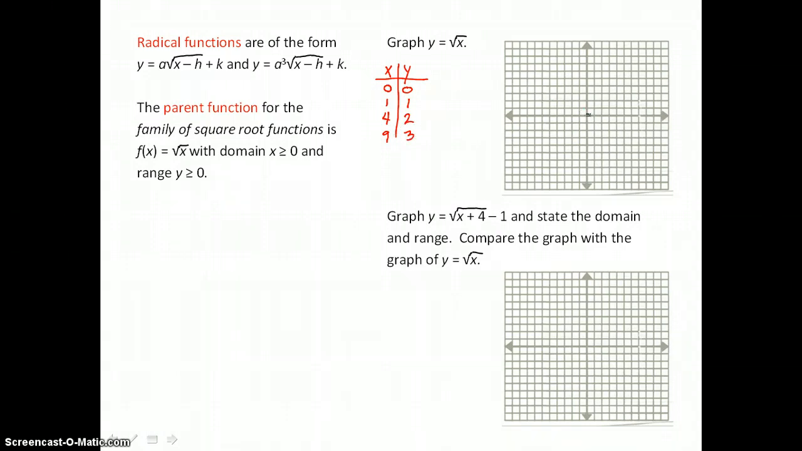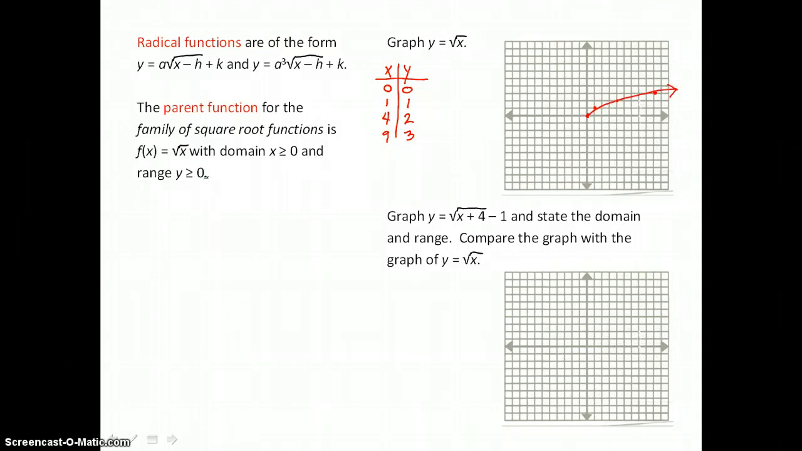So we'll graph (0, 0), (1, 1), (4, 2), and (9, 3). And the curve through those points then looks like that.